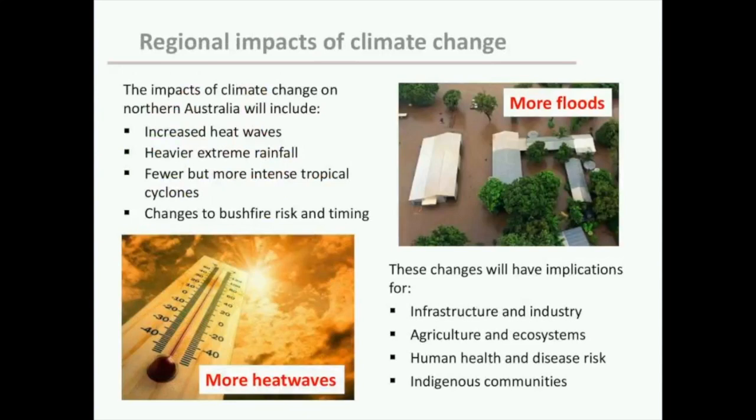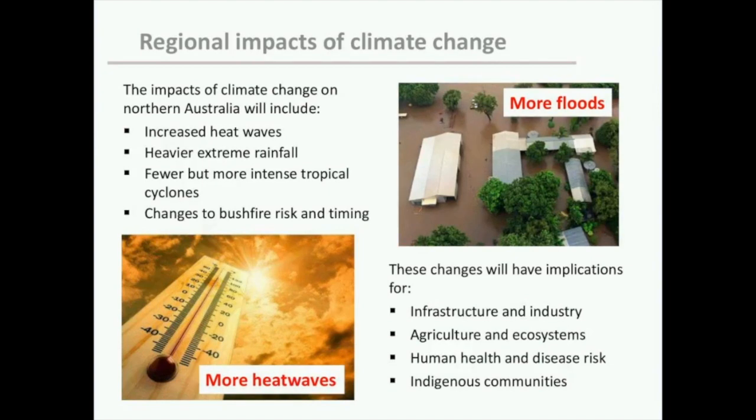So what kind of climate change impacts can Northern Australia expect? Well, the recent Climate Change in Australia report summarised a likely increase in heat waves, likely increase in extreme heavy rainfall, so more floods, fewer but more intense tropical cyclones, and changes to bushfire risk and timing. So these are the kinds of things that are on the horizon.